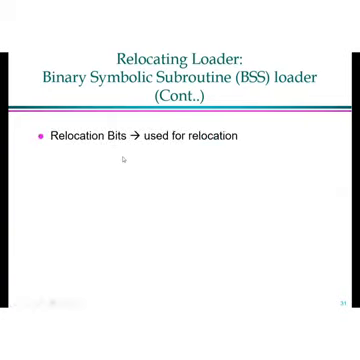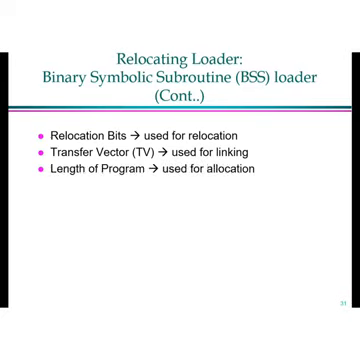Relocation bits, as I mentioned, are used for relocation purposes, adjusting all address dependent constants. Transfer vector is used for linking with all the external subroutines. Then the length of the program helps you choose a free main memory block where you can load that program. How many bytes of data are you going to load? That is the info given by the length of the original program, which is used for allocation purposes. And the last bit is loading done by the loader. Once you have utilized all those things, you'll be able to load the entire program in the allocated space.